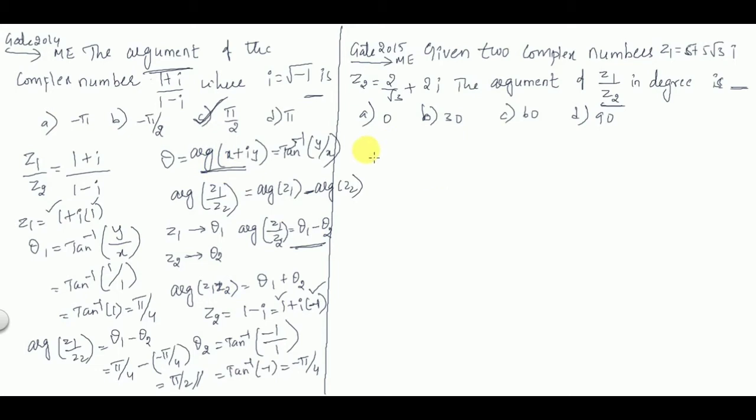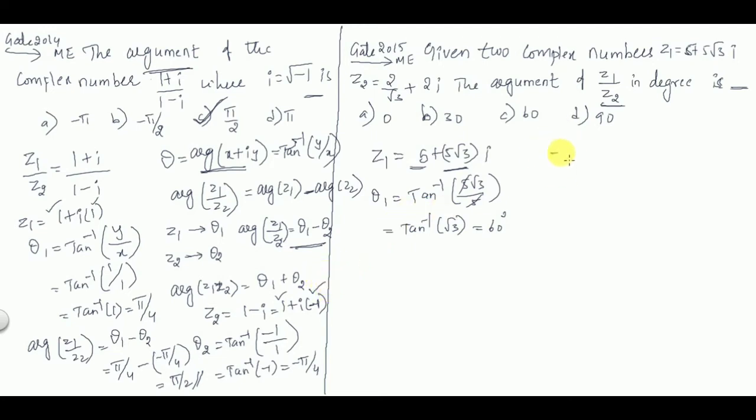Similarly, here also z1 is 5 plus 5 root 3 into i. So y here is 5 root 3 and x is 5. So the argument of first complex number is tan inverse of 5 root 3 divided by 5. So 5 gets cancelled. So it will be tan inverse of root 3. So in degrees we need, so it will be 60 degrees. Tan inverse of root 3 is equal to 60 degrees.